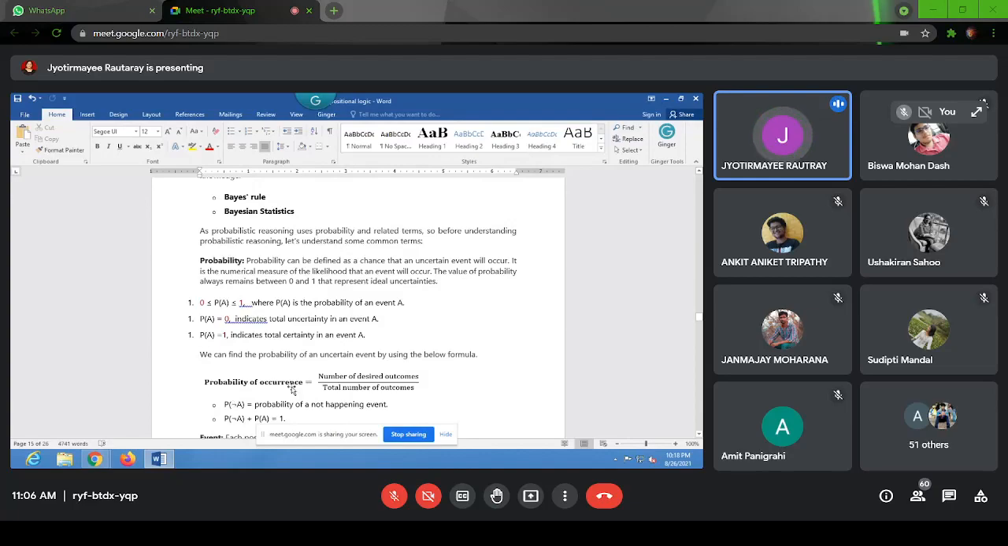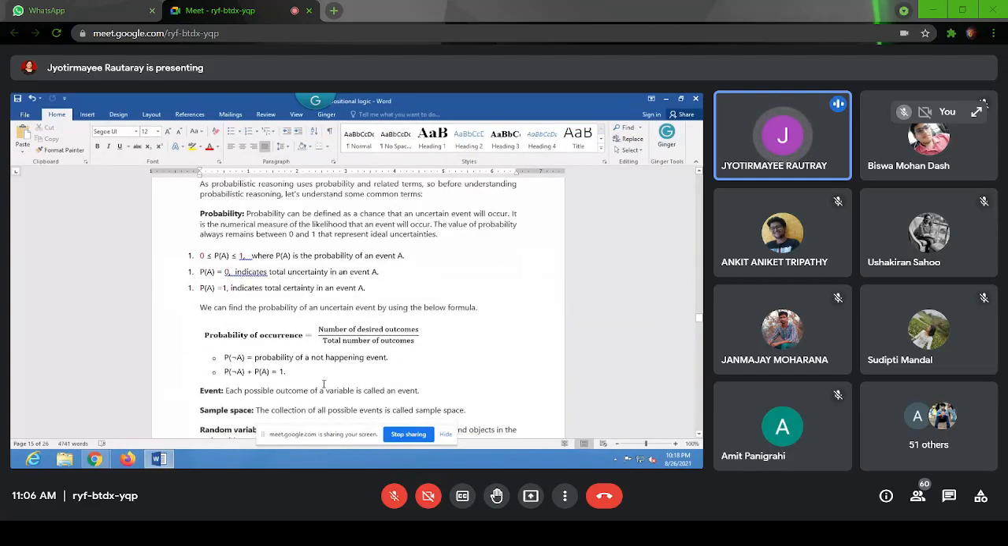Okay, the probability of any occurrence, we calculate as the number of desired outcomes divided by the total number of outcomes. And always remember that it will vary from 0 to 1, and the total of this probability should be 1. So the probability of not A plus the probability of A definitely equals 1.